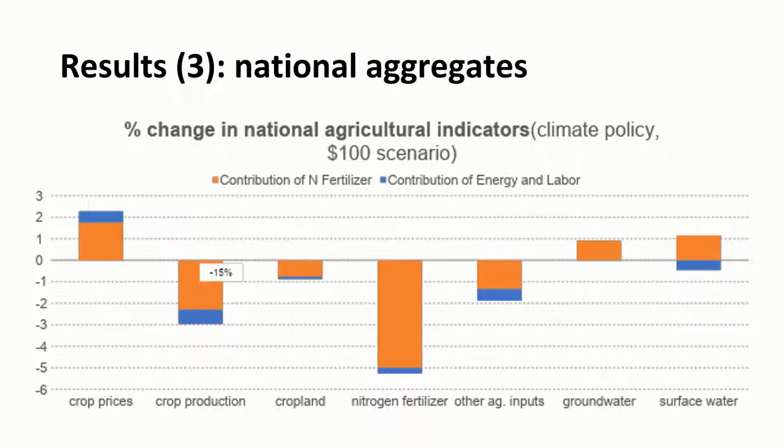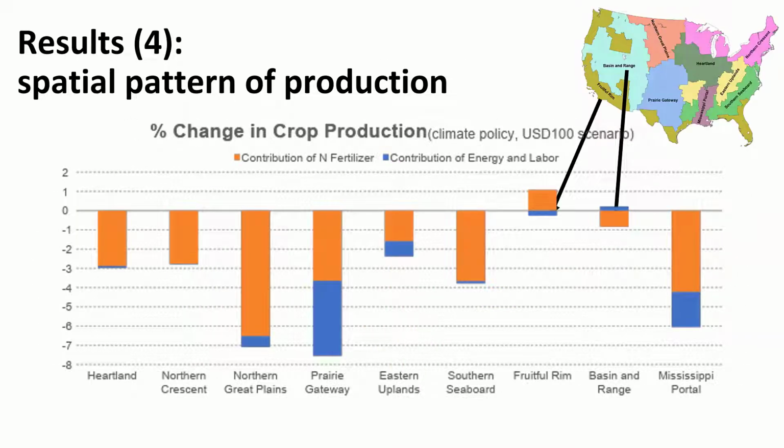The interesting thing about the gridded approach is it shows that in some cases the impacts are quite significant. And that's what people care about ultimately: what happens on my farm, in my county, in my state. The spatial pattern of production here is by USDA production regions. So you've got this fruitful rim around the edges where there's actually an improvement in crop production just because they aren't hit as hard by, say, the fertilizer increase. The cost structure is different.